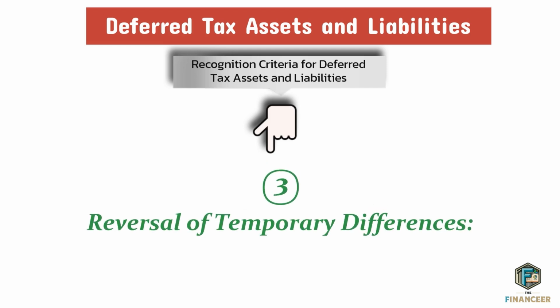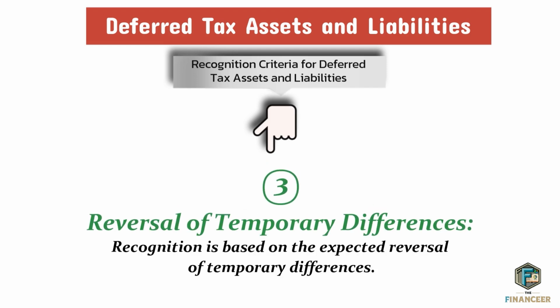Also, recognition is based on the expected reversal of temporary differences. So for example, if a temporary difference is expected to reverse in the future, a deferred tax asset or liability will be recognized in this case. But if the temporary difference is not expected to reverse, then in this case it will not be a temporary difference, but a permanent difference. And deferred taxes are not calculated on permanent differences, because permanent differences are differences that will never reverse in future. So this means that there will not be any deferred taxes in this case.